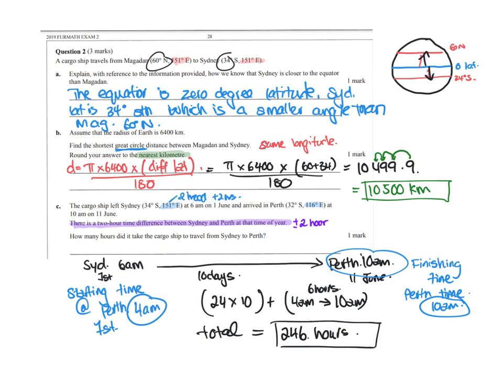Generally when you get one of these, what you want to do is go to where you're going to end up and work out the starting time in that place. And then it's much easier, because then you will make sure you get the right hours in there.